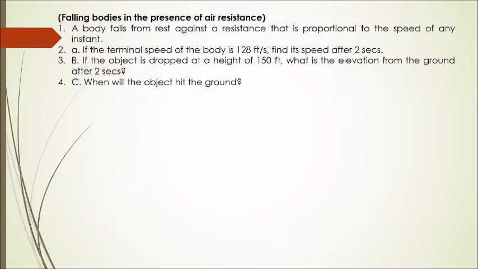Now, we go directly to the example. A body falls from rest against a resistance that is proportional to the speed of any distance. First, we find the terminal speed of the body at 128 feet per second. Find its speed after 2 seconds. If the object is dropped at height 150 feet, what is the elevation from the ground after 2 seconds? When will the object hit the ground? So, there are different questions.